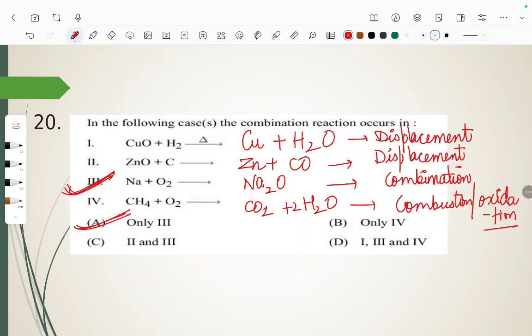Done. So that's all for today. I hope you have understood and a good level of questions we have practiced today. Repeat these questions and I hope you will get these type of questions in your upcoming exams in school and board exams.